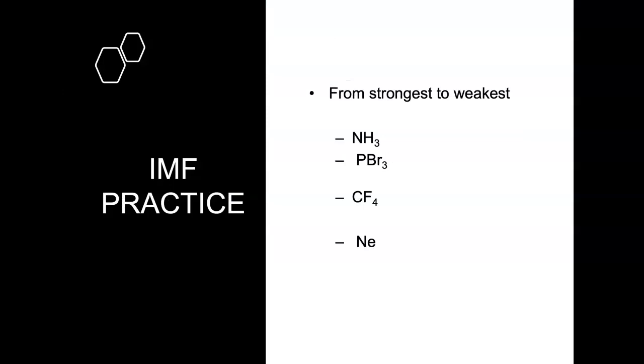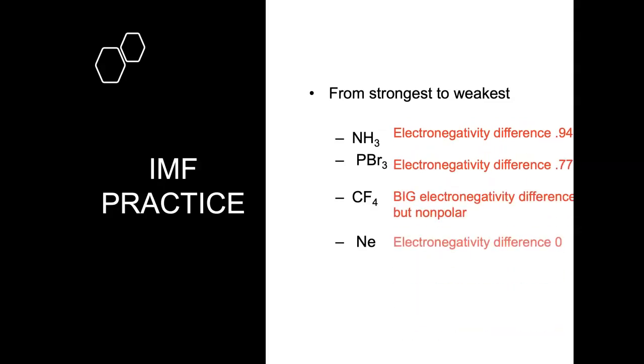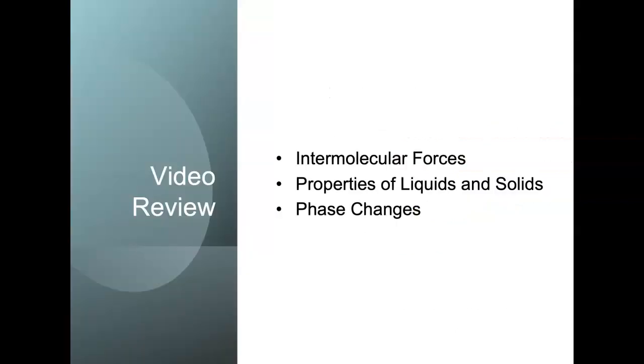So if we put those in order from strongest to weakest, our strongest would be the hydrogen bond, and our weakest would be the neon, because both neon and CF4 are London dispersion, but neon is the smaller chemical species. And so once again, kind of looking at that electronegativity difference, to give you an idea of what's going on there.